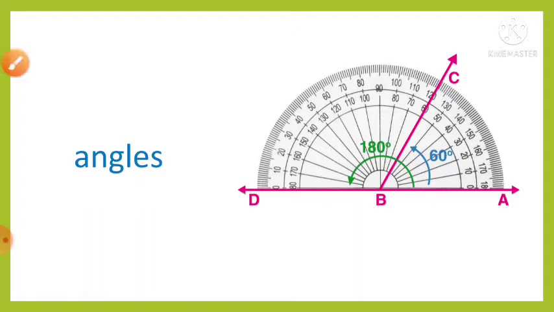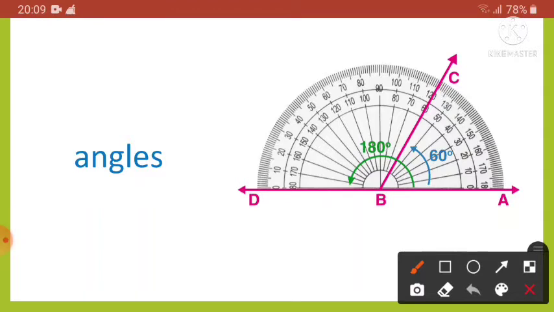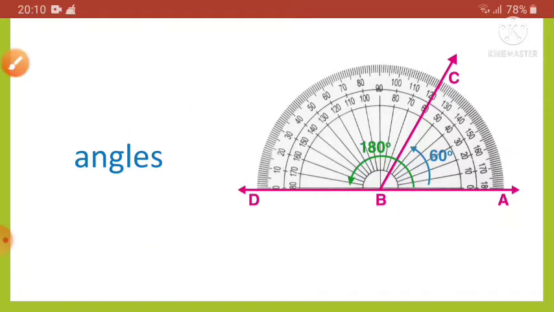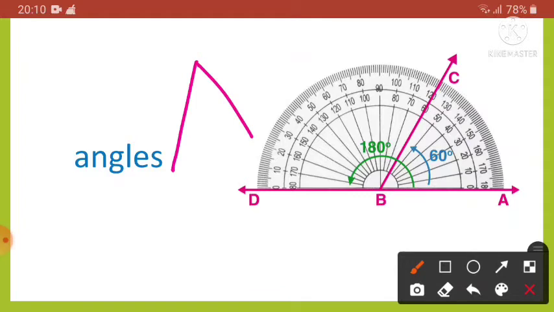If we take the figure of a triangle, it looks like this. It is the closed figure formed by three line segments, 1, 2, 3. If you take a rectangle, it is also a closed figure with four line segments, and so on. But if we take a figure like this, it is not a closed figure.